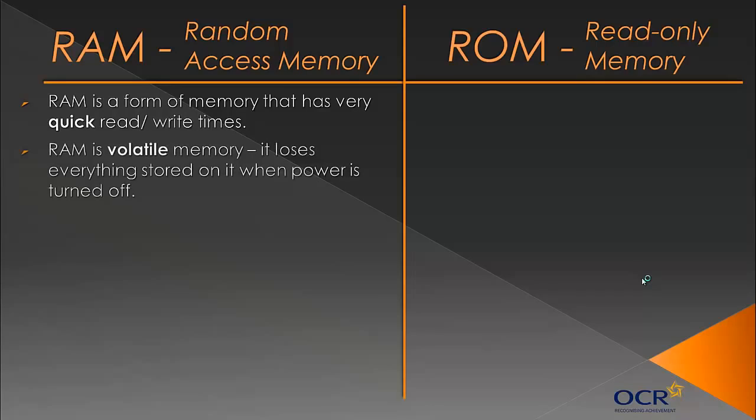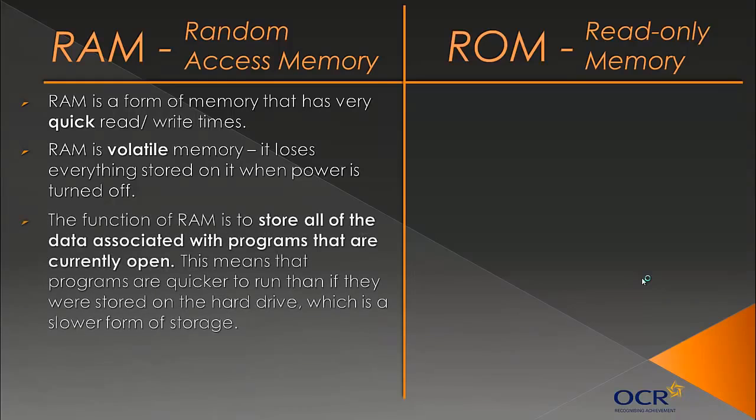So RAM is a form of volatile memory. Volatile memory means that it loses everything stored in it when power is turned off. If I describe its function, I may be able to explain that slightly better. The function of RAM is to store all of the data associated with programs that are currently open.